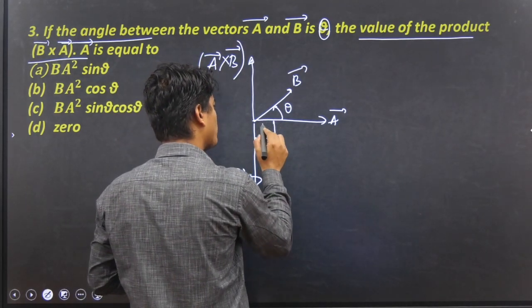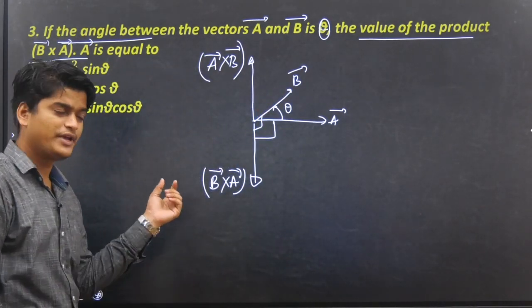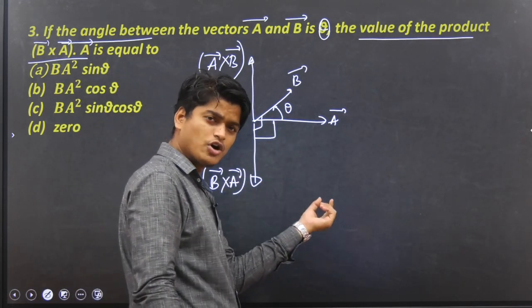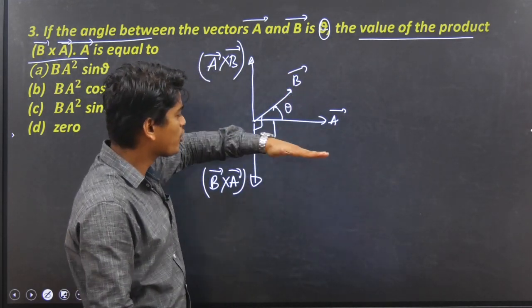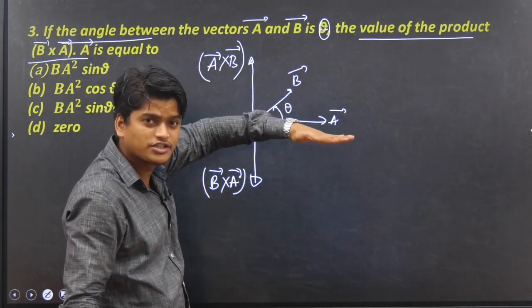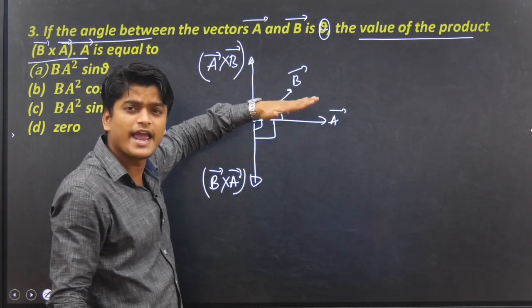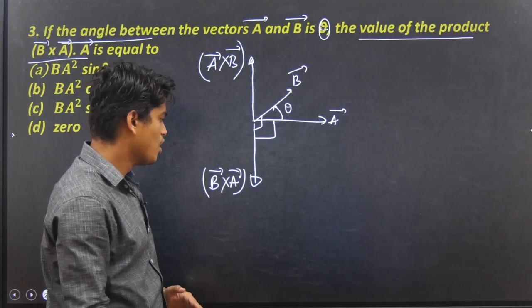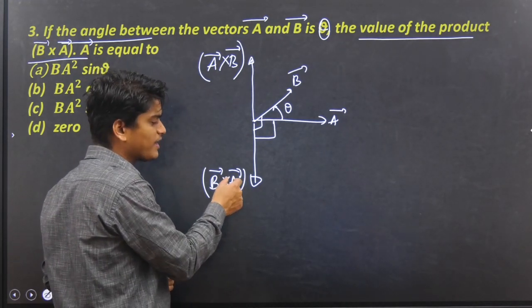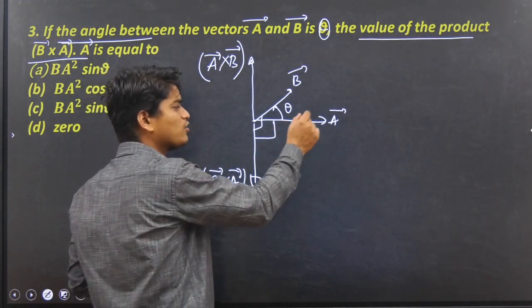This is also perpendicular to B. Remember, B cross A is perpendicular to A, also perpendicular to B, and perpendicular to this plane. If you consider a plane here containing A vector and B vector, then B cross A is perpendicular to that plane. So here you see, B vector cross A vector is what? That is perpendicular to A vector.